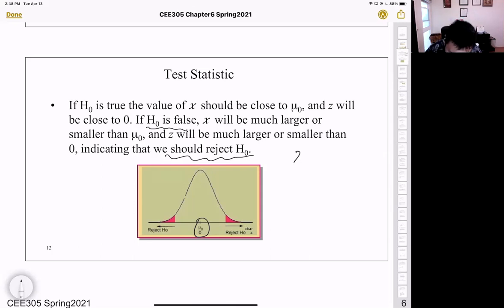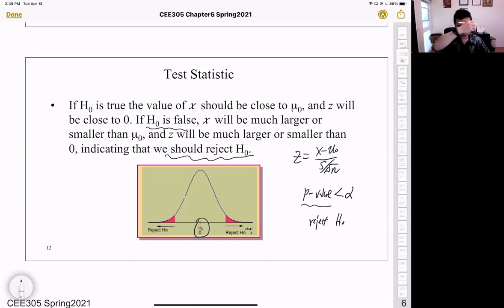So again, first of all, we calculate the z-score based on the equation here, and then we calculate the p-value. If the p-value is small enough, smaller than a preset number, which is alpha, normally 5%, sometimes 1%, then we should reject H0 and we conclude H1 is true.